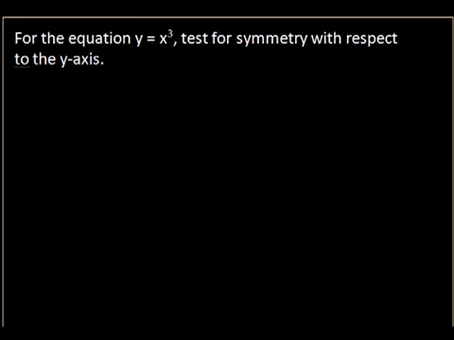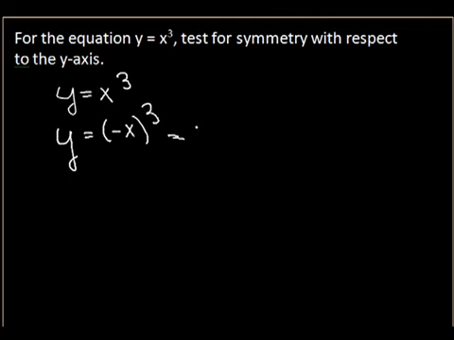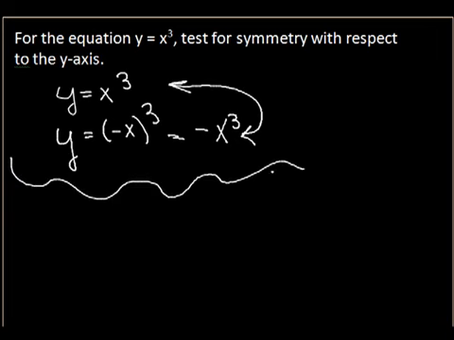For the equation y = x³, test for symmetry with respect to the y-axis. So once again, I like to start with the original. This time, we're going to substitute -x in for x, which gives us -x³. Since these guys are not the same, it's not symmetric with respect to the y-axis. And it turns out not to be symmetric with the x-axis either. So let's see if it's symmetric with the origin.